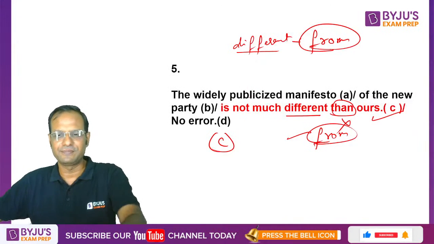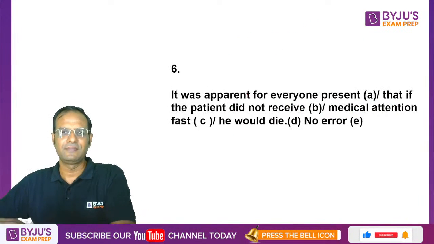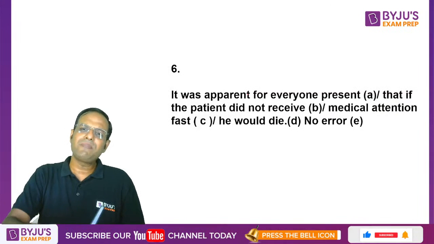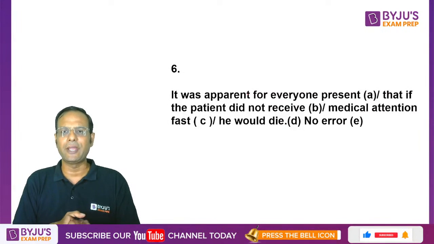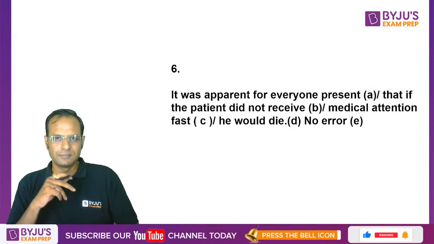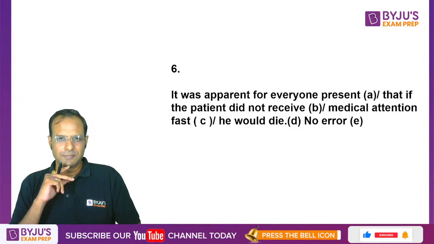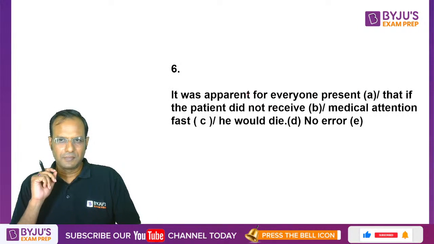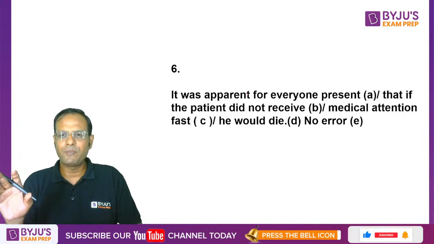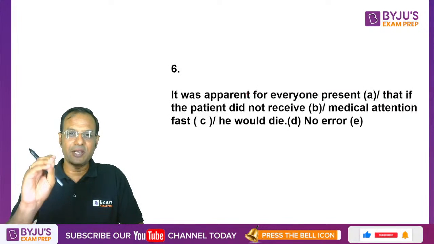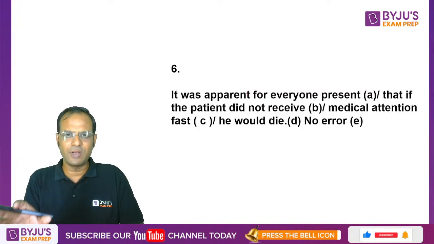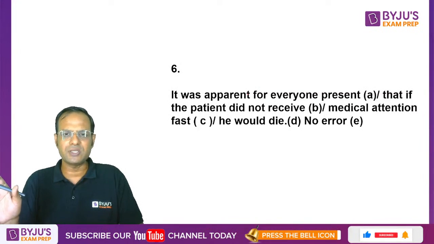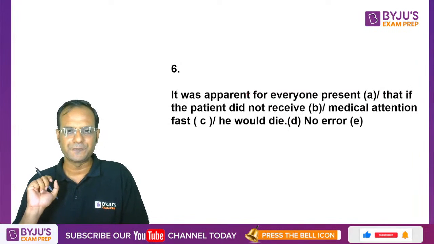Let's look at one more. It was apparent for everyone present that if the patient did not receive medical attention fast, he would die. The sentence has 4 parts and the fifth part is no error. Please read the sentence very carefully before you drive home your answer. It was apparent for everyone present that if the patient did not receive medical attention fast, he would die. What do you think is the answer?